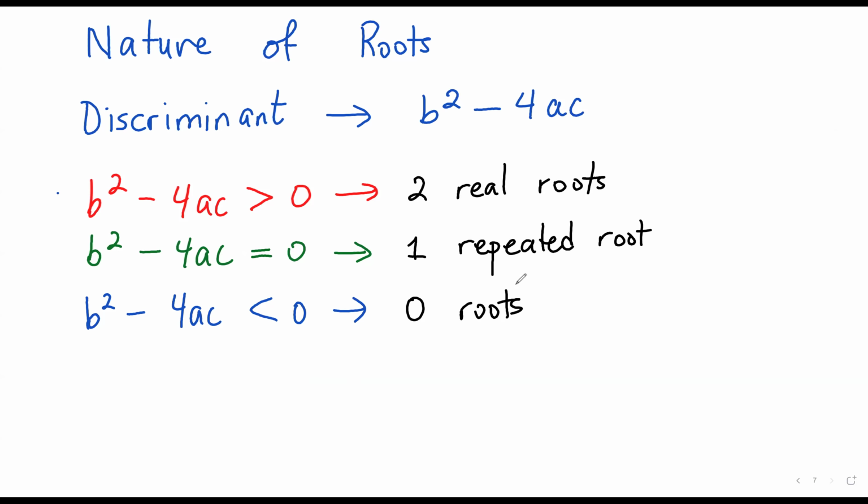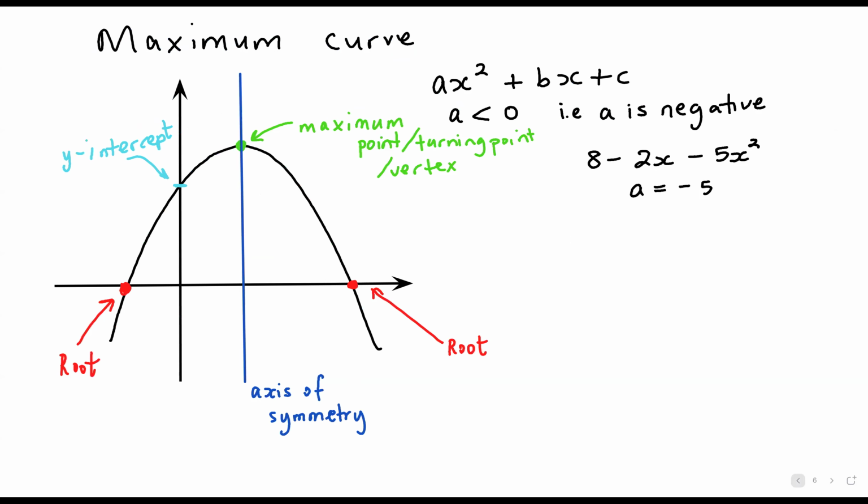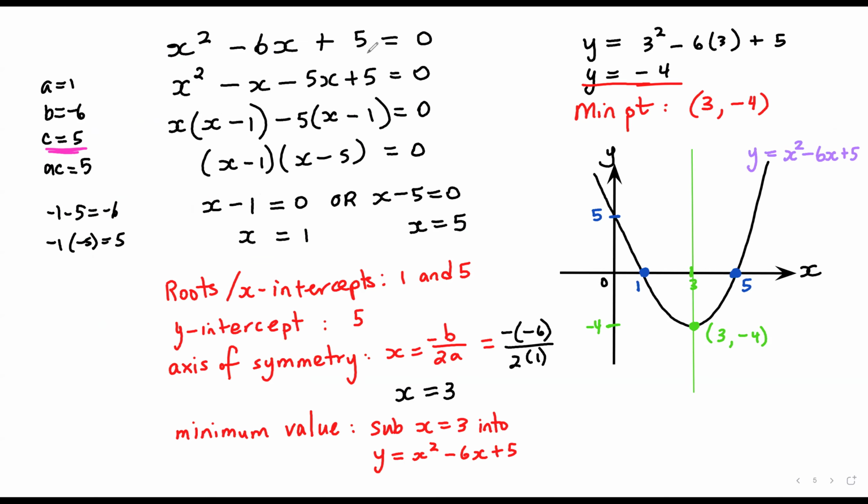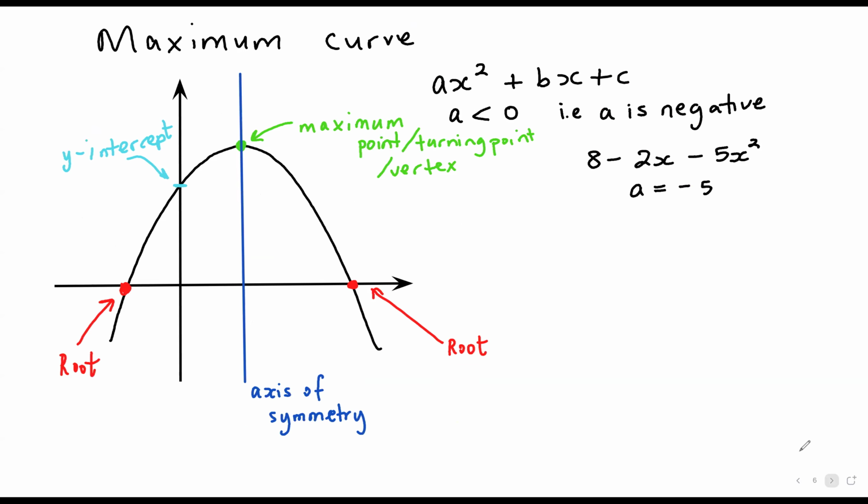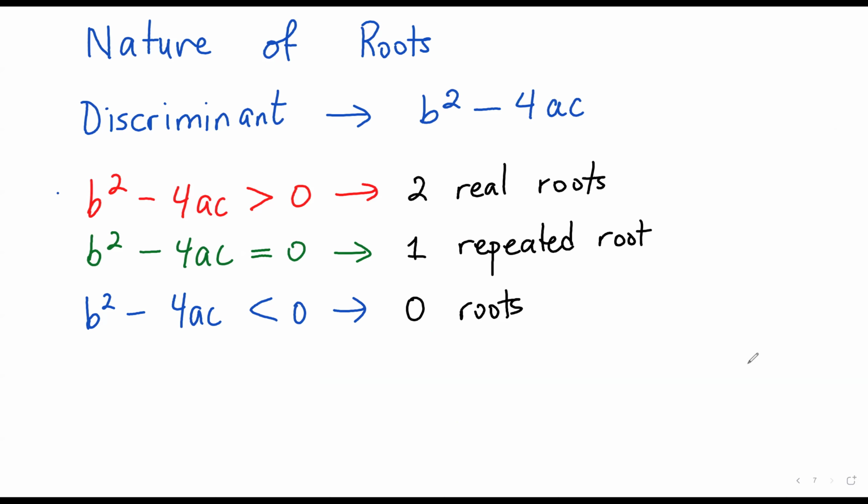So for example, in this example that we did here, which was x squared minus 6x plus 5, when we solved it, we got two real roots. Now, let me show you. That was x squared minus 6x plus 5 equal to 0.